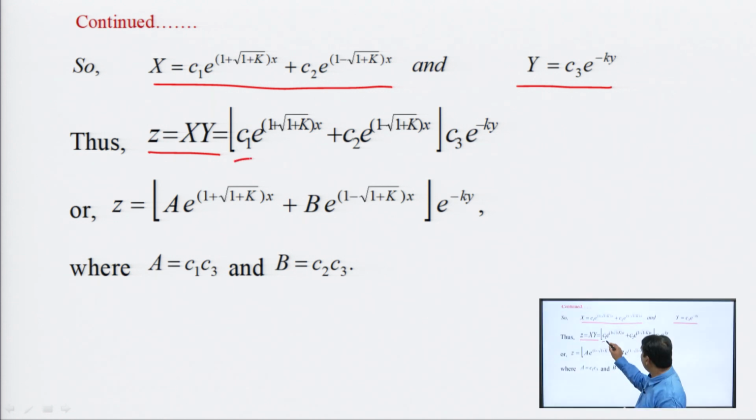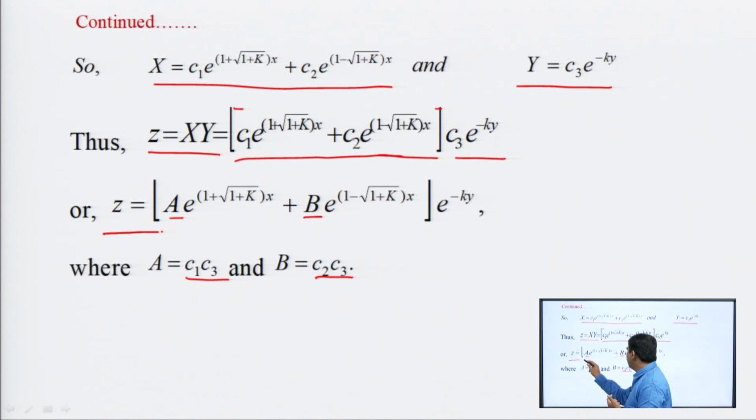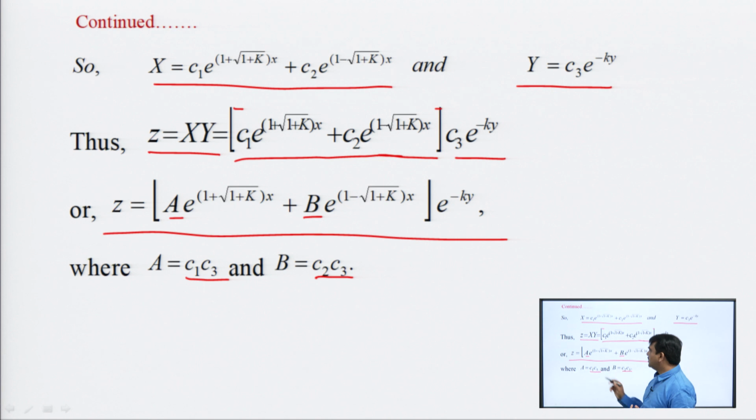So, when we put the value of x and y, then this is equal to x, and this is the value of x and this is the value of y. When we multiply by C 3 and if we take C 1 into C 3 as A and C 2 into C 3 as B, then we can write the solution in this form. So, this is the final solution of the given differential equation.